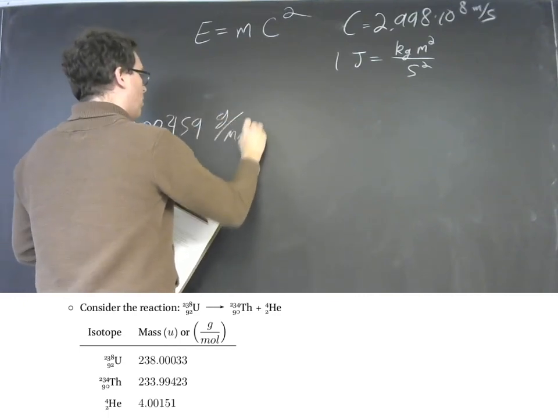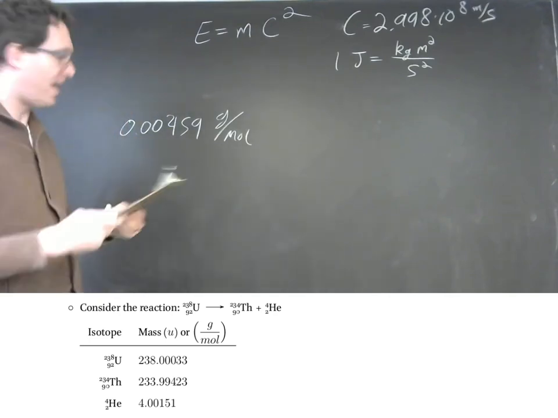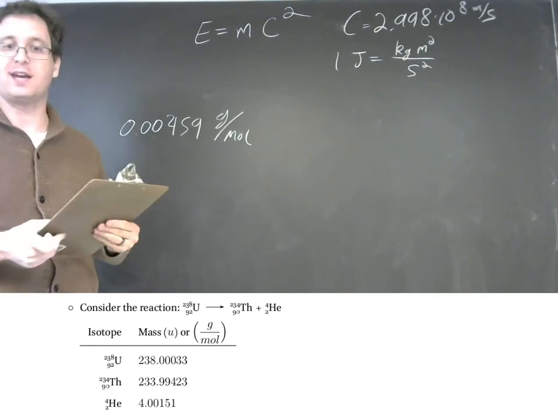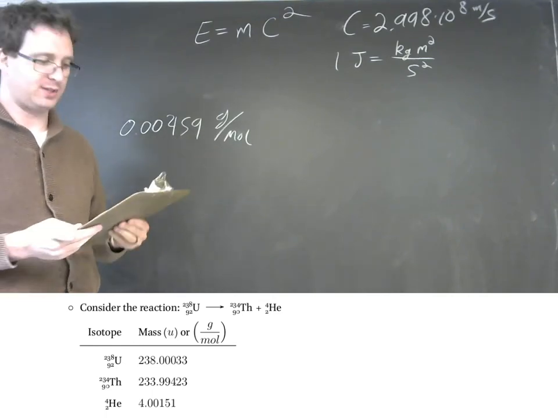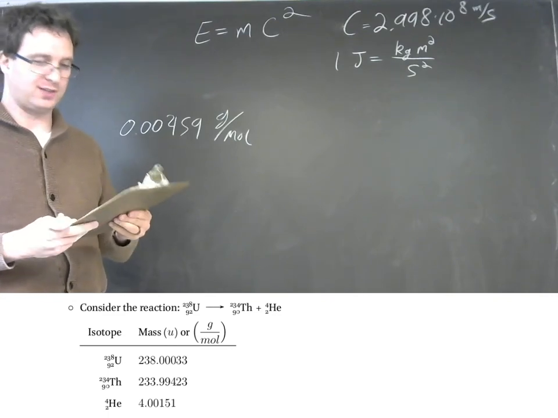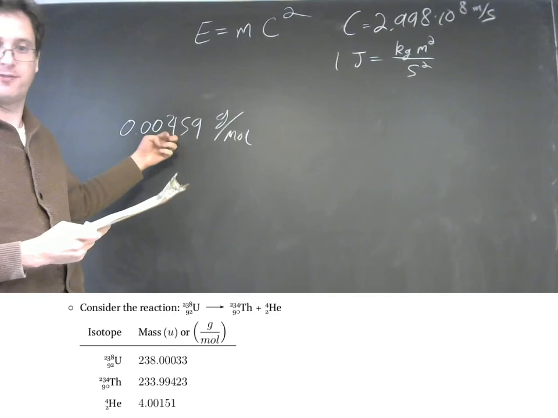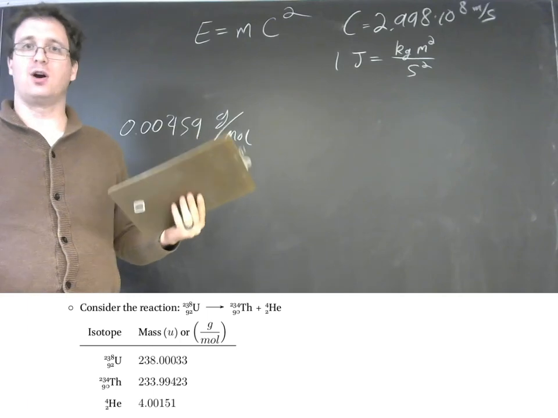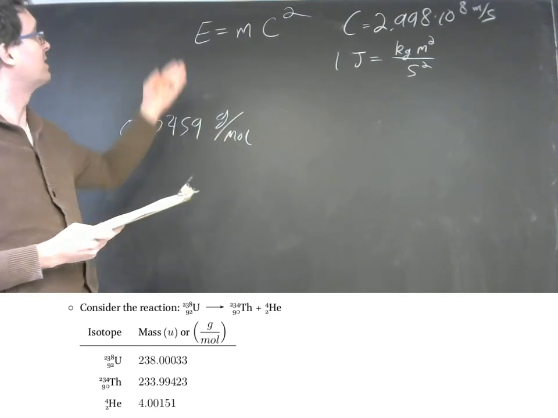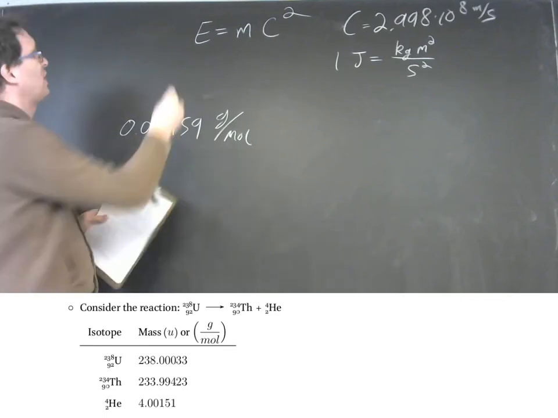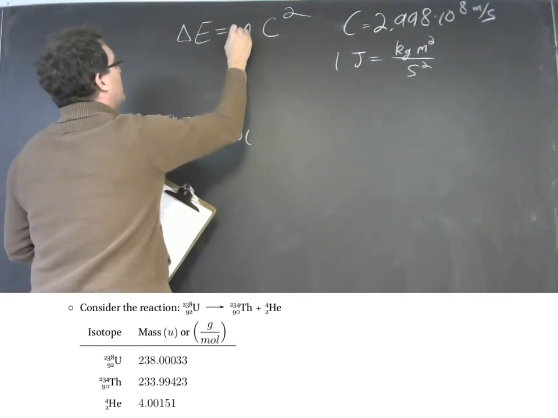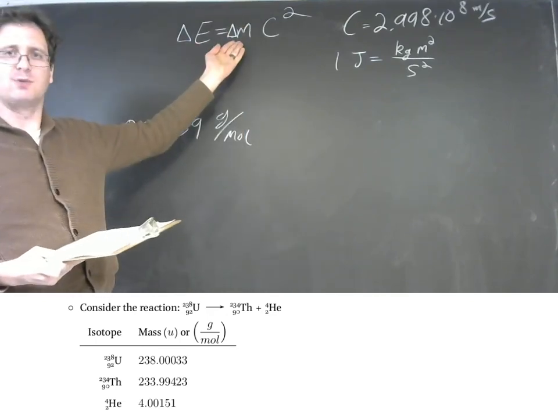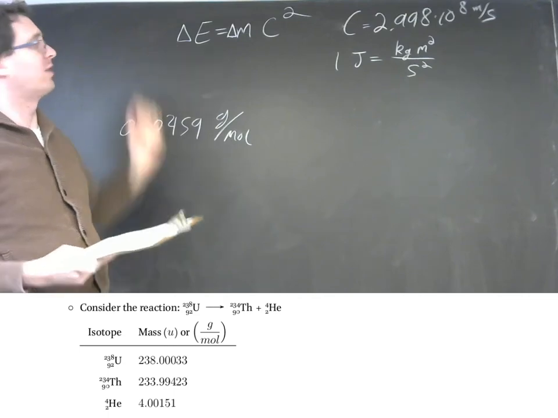grams per mole. That doesn't look like a lot, and we needed really sophisticated methods to even detect that, but we have mass spectrometers that can measure to enough sig figs that we know that the thorium and helium definitely weigh less than the uranium. So where did that mass go? That mass represents the energy that was released. We can change this equation a little bit: delta E is equal to delta m c squared. So the amount of mass that was lost corresponds to an amount of energy that was lost.